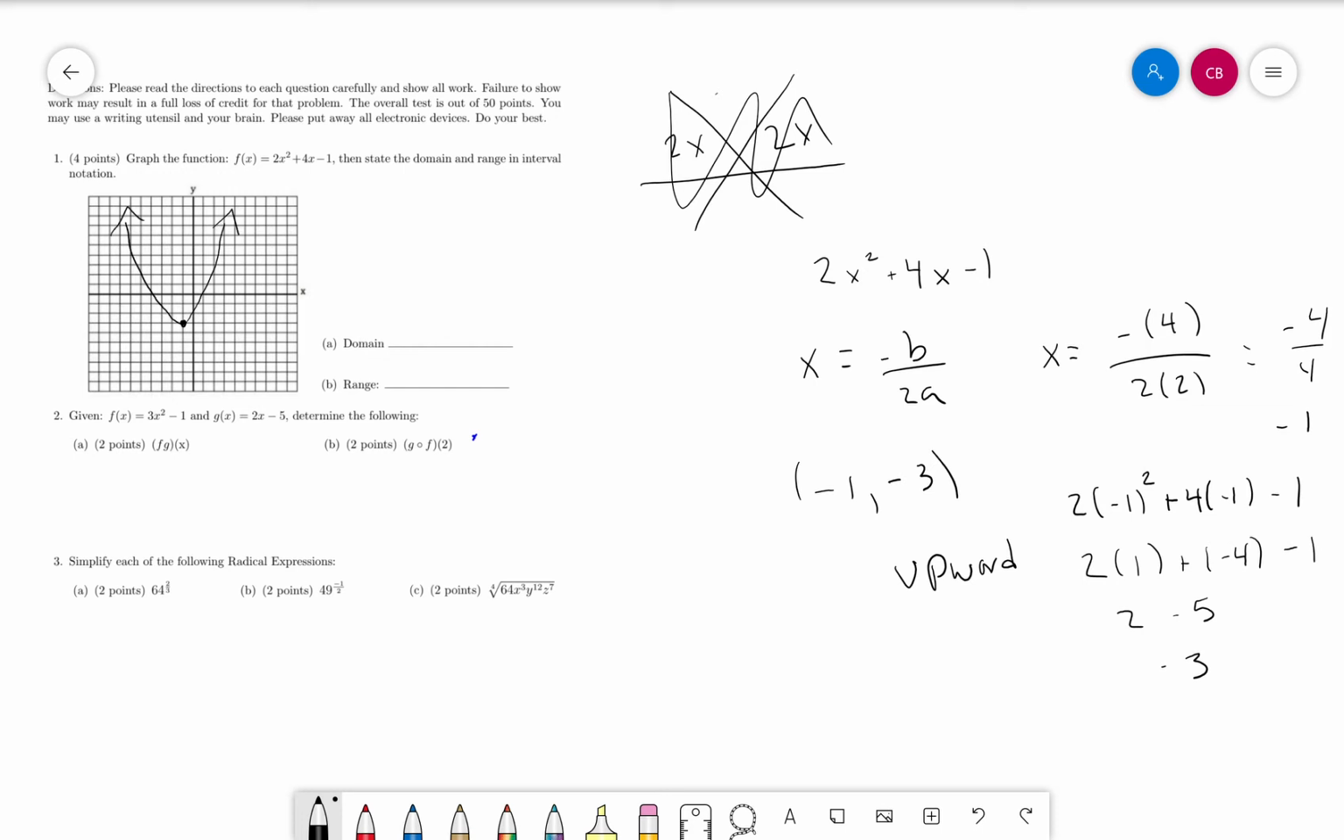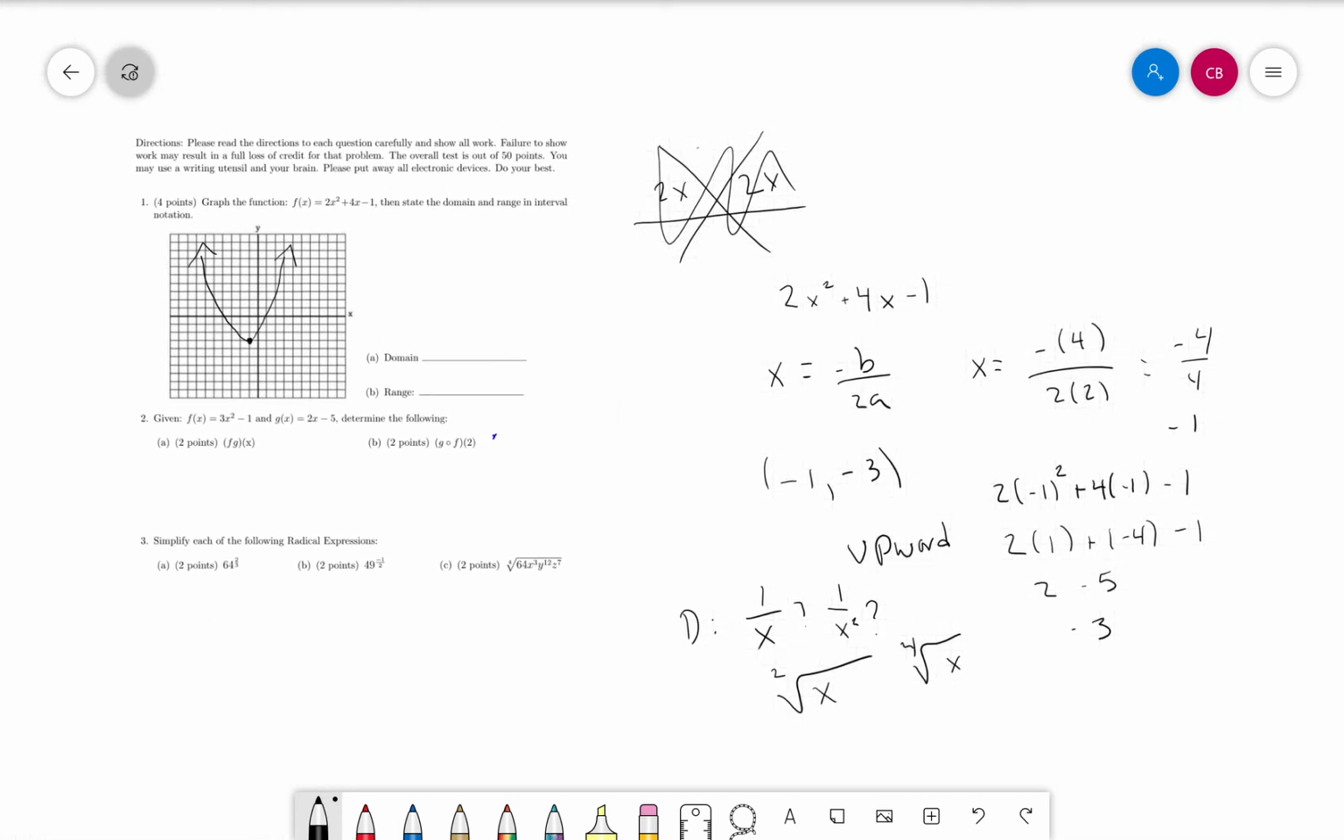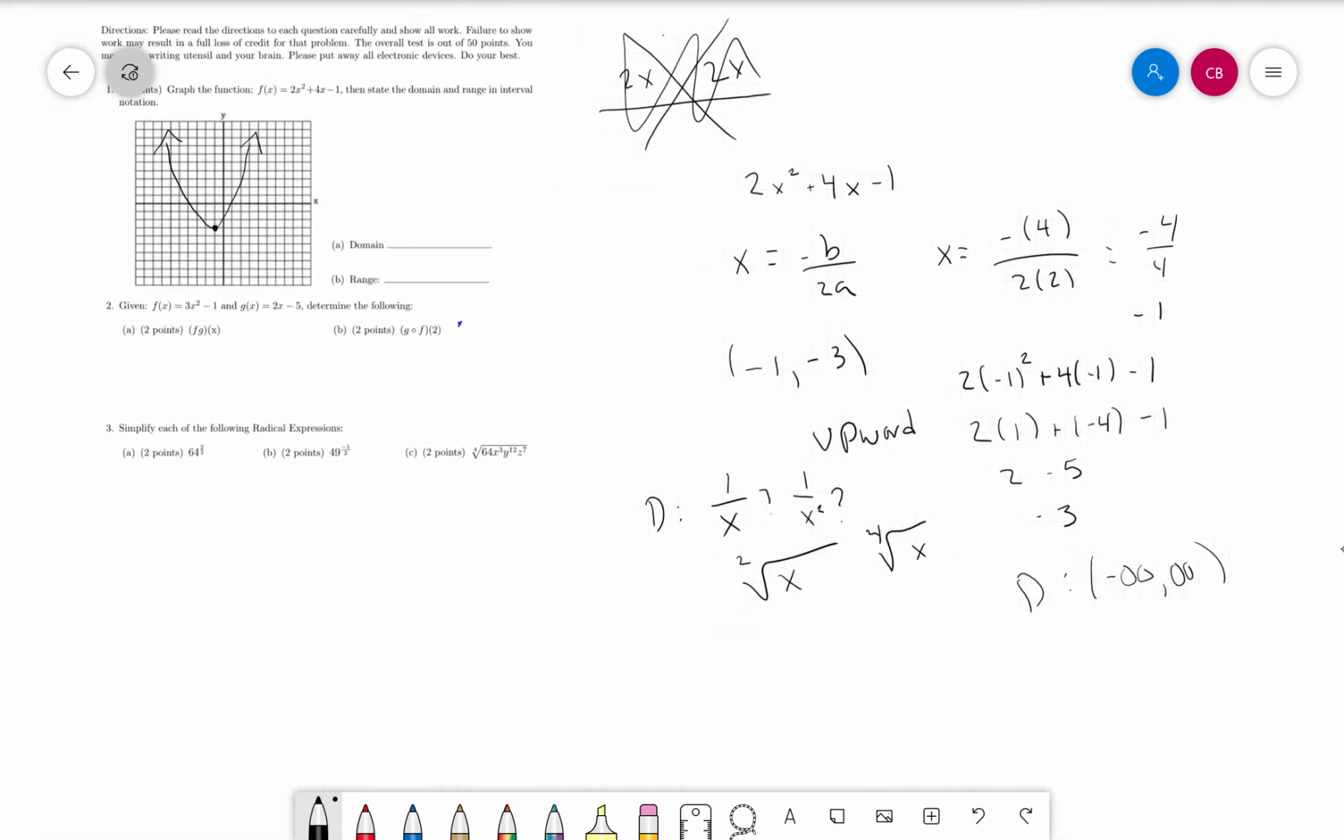Okay, now the important part is figuring out the domain and range. So remember, to figure out domain, do we have any of the following? Do we have 1 over x appearing, or 1 over x squared? Are these there? Or do we have a square root of something, a fourth root, and so on and so forth? And the answer here is no, we don't have any of those things. So your domain is negative infinity to infinity.